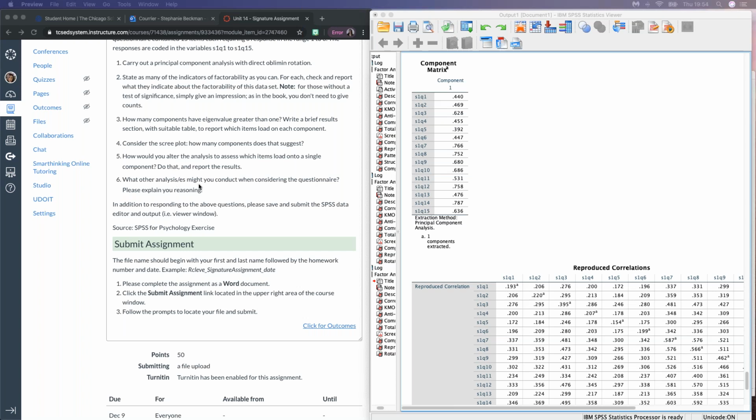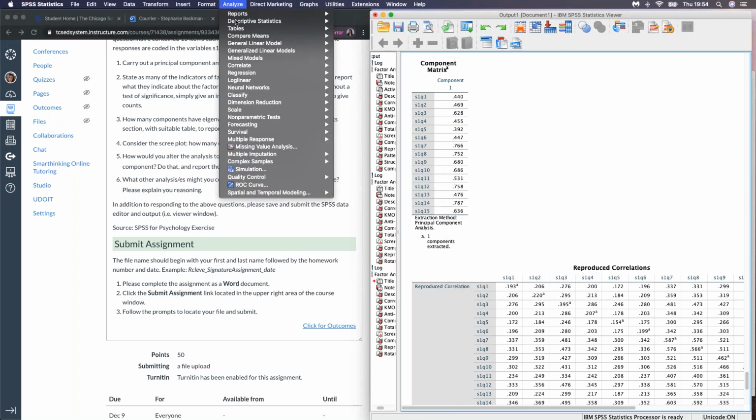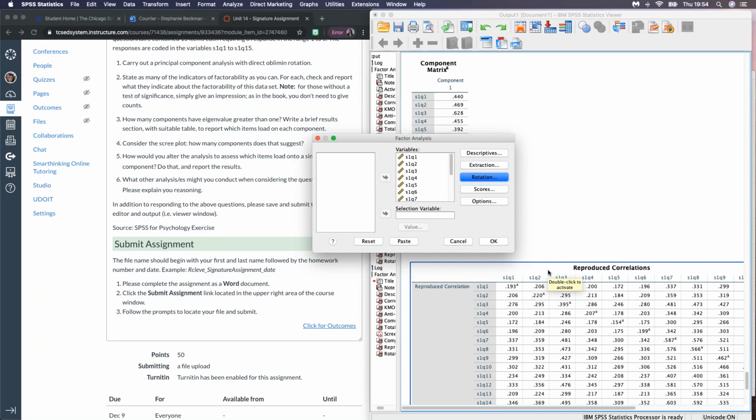Our assignment asked us to do direct Oblimin rotation, but PROMAX is just a different option under the rotation. When I was going through this before, under rotation, there was this option over here for PROMAX. So that is one of the options, and the textbook talks about that a little bit too. If you use PROMAX, it gives the researcher the ability to assess the structure of items within a scale.